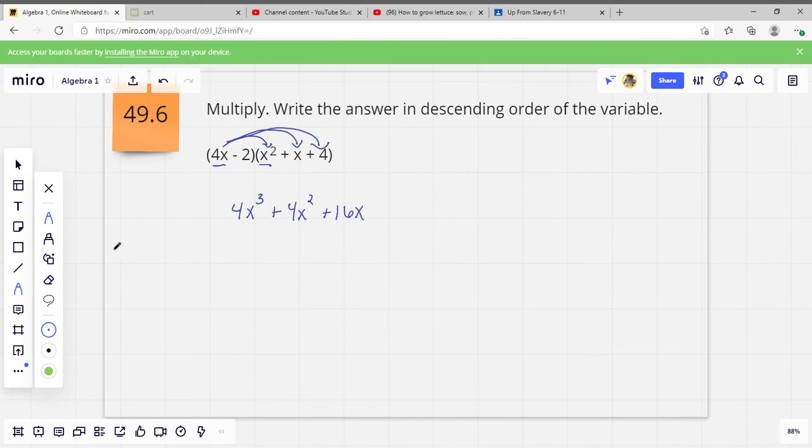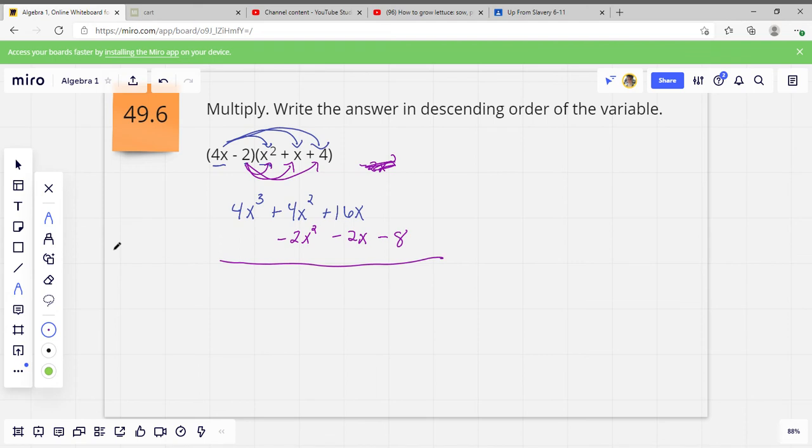Now we're going to do the second term right here. Negative 2 times x squared would be negative 2x squared. So on this one, I'm going to find my x squared and put it under that. So minus 2x squared. All right, now I'm going to have negative 2 times x, which would be negative 2x. See how they're lining up under like terms? Negative 2 times 4 is negative 8.